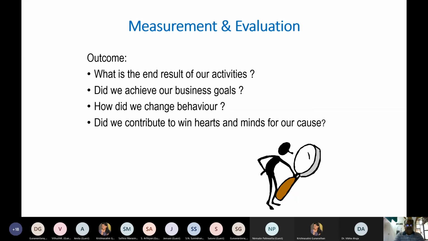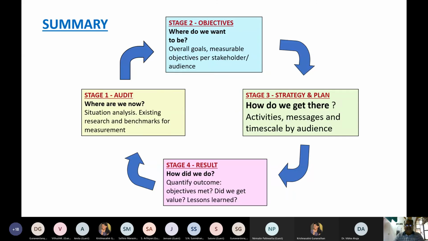Did we achieve our business goals? How did we change our behavior? Did we contribute to win hearts and minds of our cause? Now that's the beauty of any risk communication, that it is not only the conduction of a research activity, but whether we have also won the hearts and minds of the people for whom we were doing all this great activity.